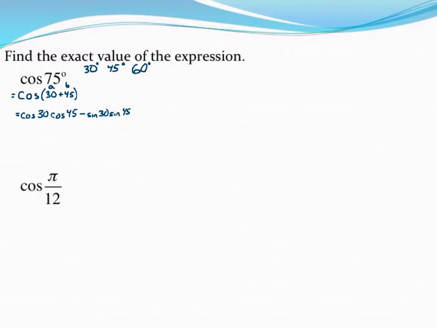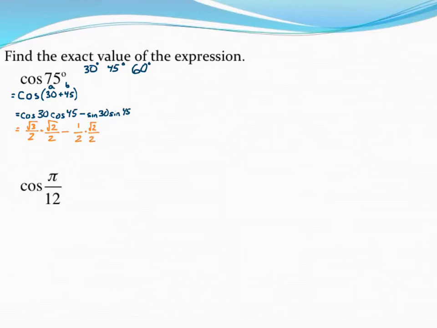And again, the reason this is helpful is because each of these individual pieces I know the exact values of. I can look these up in the trig chart that we've used in the past. So for example, looking up the cosine of 30, I see that that's the square root of 3 over 2. The cosine of 45 is the square root of 2 over 2. And then similarly, looking up these other values in our trig chart, the sine of 30 is 1/2, and the sine of 45 degrees is square root of 2 over 2.